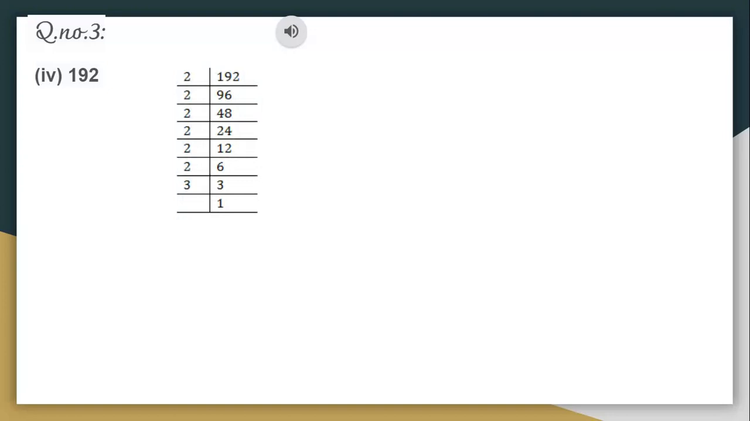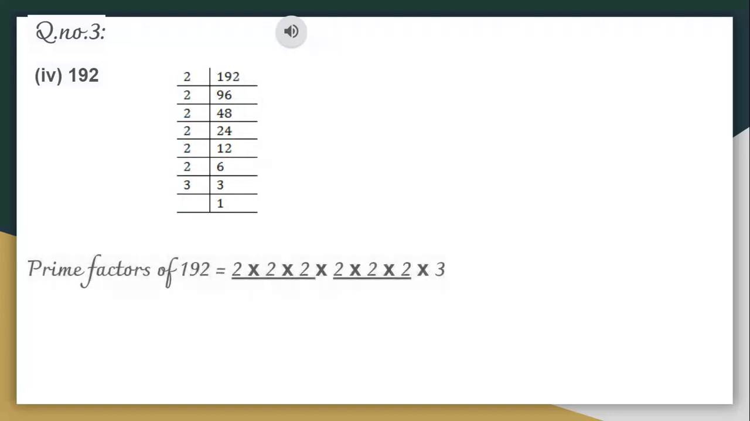Continuing third question, fourth number, 192. Same way, first take the prime factorization of 192. So here also you are getting 2 into 2 into 2 into 2 into 2 into 2 into 3. So here you can see that the group of 2 three times we are getting, but 3 doesn't have, isn't it? 3 only one time is there.